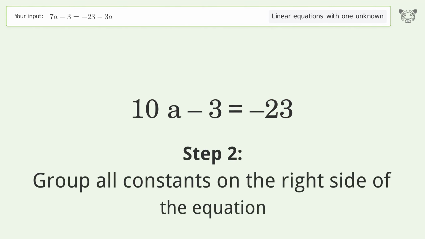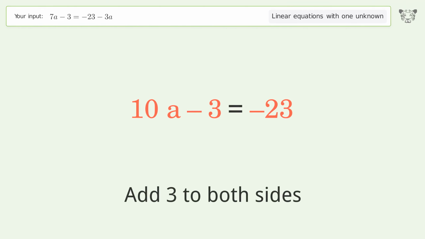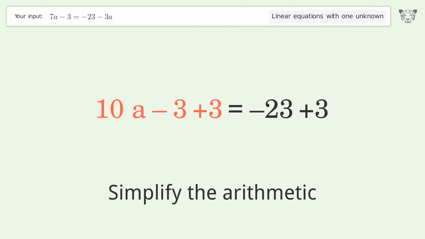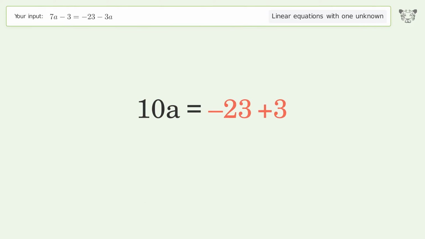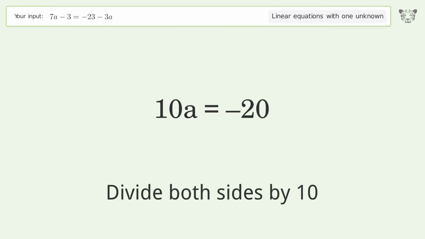Group all constants on the right side of the equation. Add 3 to both sides. Simplify the arithmetic. Isolate the a. Divide both sides by 10.